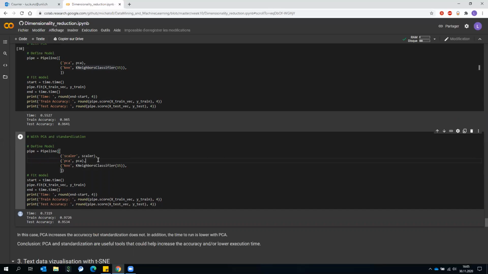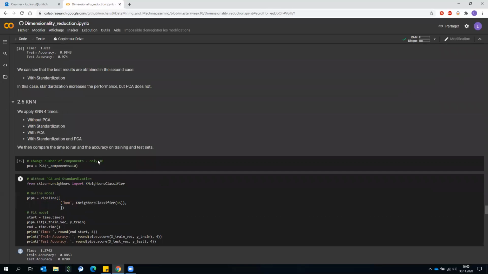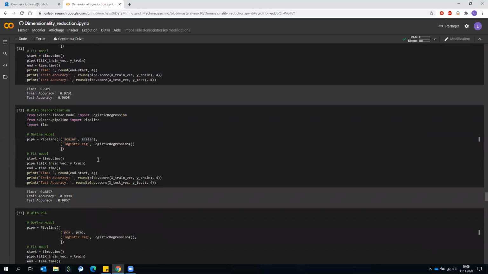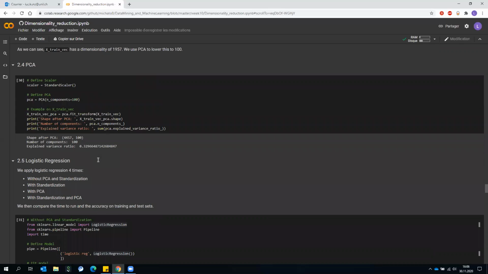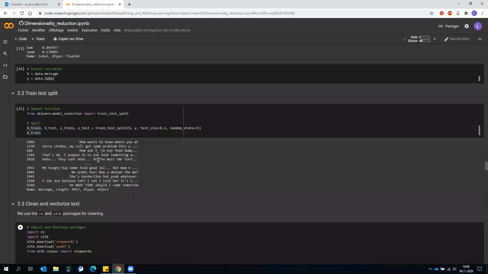Okay, any question on this second part, where we compared PCA versus without PCA?